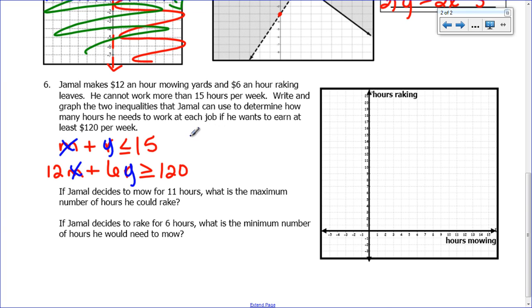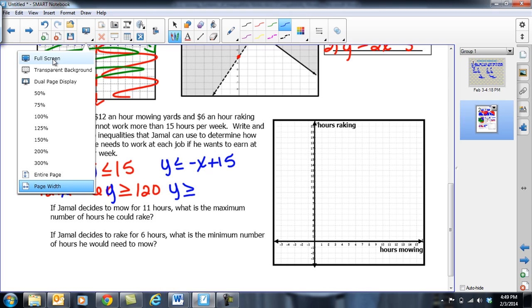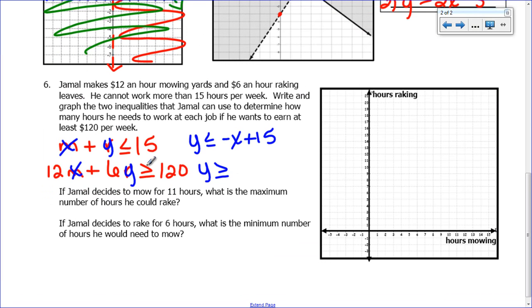The first one's easy. You end up with y is less than or equal to -x plus 15, because you have to subtract that x. Now the bottom one is going to take a little more work, and I'm going to try my best to explain a shortcut to you so that maybe you can pick this up and it can happen a lot faster. To do this shortcut, this is what I usually do because I get tired of showing all the steps.